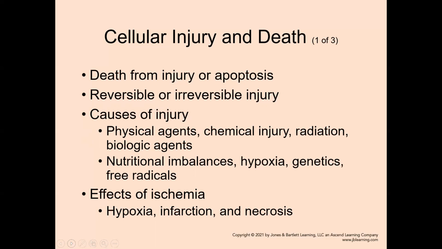They have many different causes. A physical example would be extreme temperatures. There could be a chemical injury or a radiation injury. There could be biological agents, which could mean viruses or bacteria. This can also be caused by nutritional imbalances or hypoxia, where the cells aren't getting enough oxygen, genetic changes, or free radicals. There are different effects of ischemia. One is hypoxia, where there's actually lack of blood flow or oxygen.